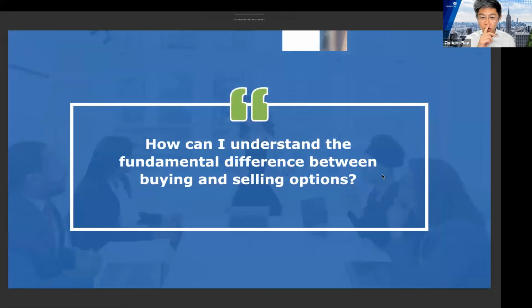But the primary thing that I want you to be able to walk away from today's session is a clear understanding as to how I can understand the fundamental difference between buying versus selling options. These two strategies are quite different in nature, both in terms of the rights and obligations that you have as a buyer versus seller of an option, but more importantly, the risk profile is completely different. It's important that you don't think of them as somewhat interchangeable, because they are not. It's really important that you understand the nuances and the differences between buying versus selling options.